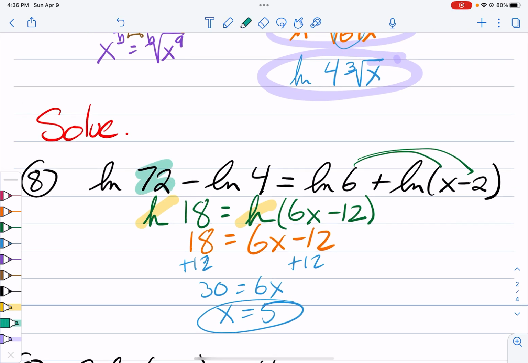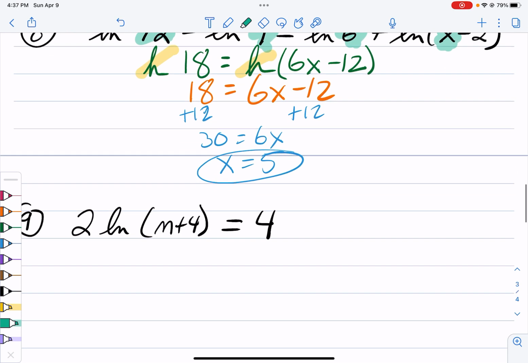So I don't have an x here, I don't have an x here, I don't have an x here. If I plug in x is 5 here, 5 minus 2 is 3. That's fine. You can take the log or natural log of anything that's positive. You just can't take the natural log or log of anything that's 0 or negative. So it's not an extraneous solution. It's all good. x equals 5.